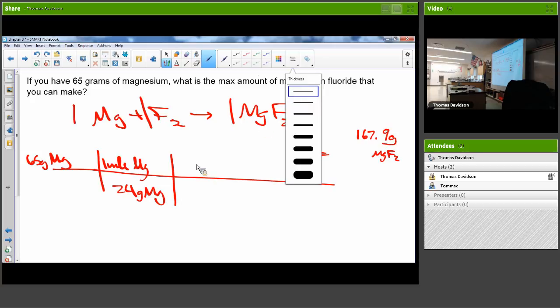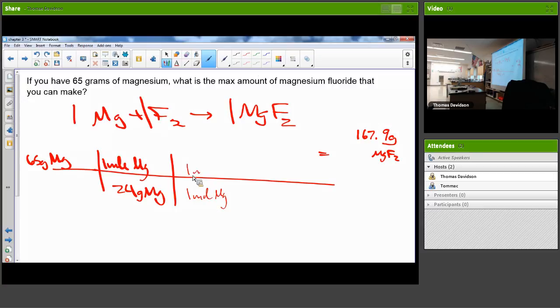All right, and then it was kind of nice. It was just 1 and 1. So 1 mole Mg to 1 mole MgF2. For every 1 mole MgF2, I had, what was this number? 62 grams MgF2. So there's nothing really to cancel out. So I just take 65 times 62 and divide that by 24. We all right with that? Who had this correct? Raise your hands for me. All right, nothing, Jack?